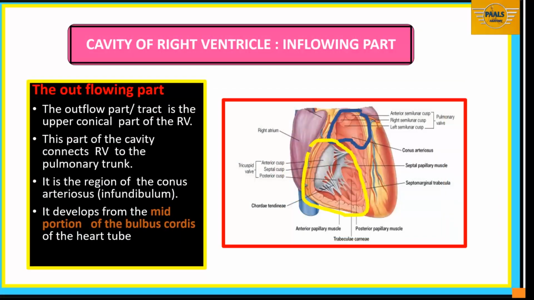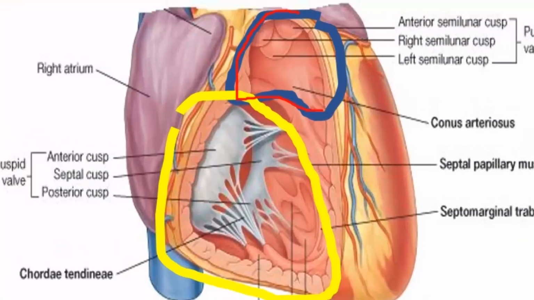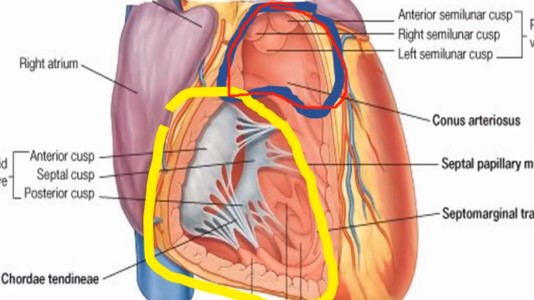Now look at the outflow part. The area marked by the blue line is the outflow part. The yellow part is the inflow part. We just talked about it. In this outflow part, the first thing that is very clear is that it has a smooth surface.